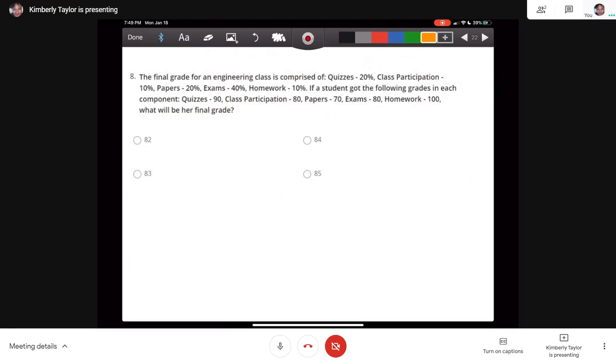Okay, so it says the final grade for an engineering class is comprised of quizzes, 20%, class participation, 10%, papers, 20%, exams, 40%, homework, 10%. If a student got the following grades in each component, quizzes 90, class participation 80, papers 70, exams 80, homework 100, what would be her final grade?